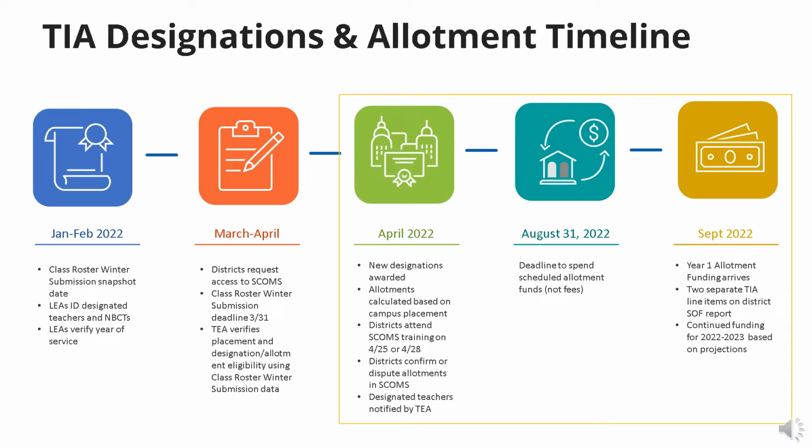To walk through the timeline, beginning in April, your district will receive confirmation of new designations awarded and the calculated allotment value, and will confirm or dispute allotments through SCOM's RTL application. By August 31st, your district is required to spend all of the allotment on either teacher compensation or other allowable expenses. We'll talk more about those shortly. Finally, in September, you will receive the funds through the annual settle-up process as a part of the Foundation School Program.